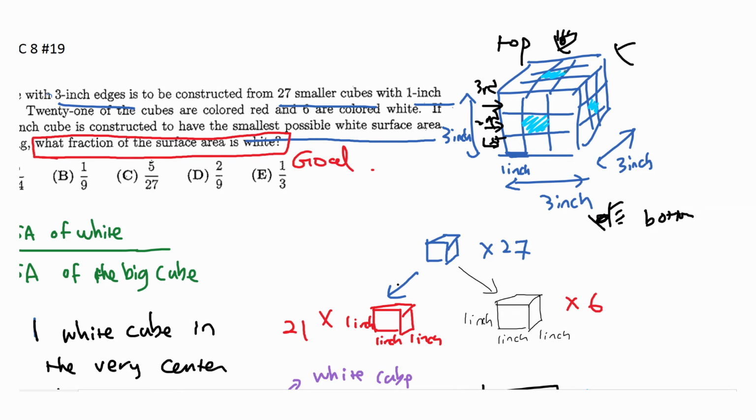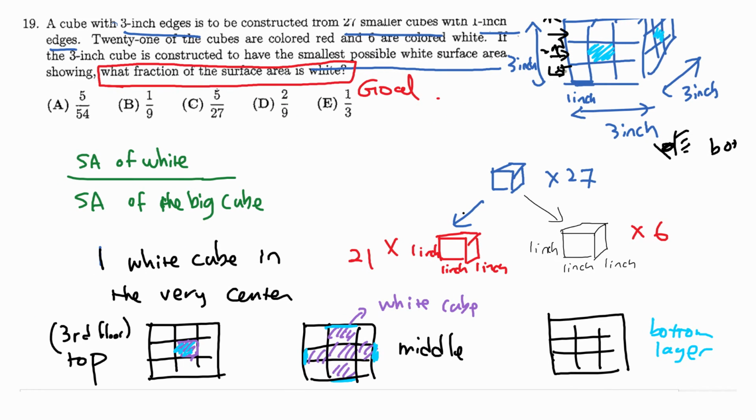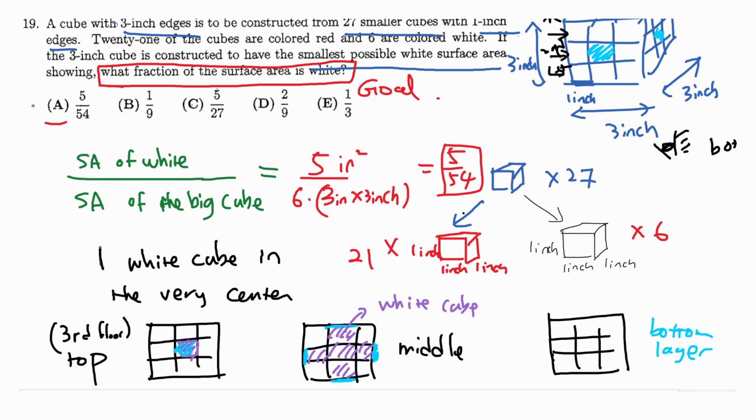And you used all 6 white cubes, and if you go back to our original goal here, there are 5 exposed white surface area for each squared, and then the total surface area of a cube will be 6 times, because there are 6 sides, 3 inch by 3 inch, and that makes it 54 on the bottom, and you cannot really simplify here. Therefore, the answer must be A.